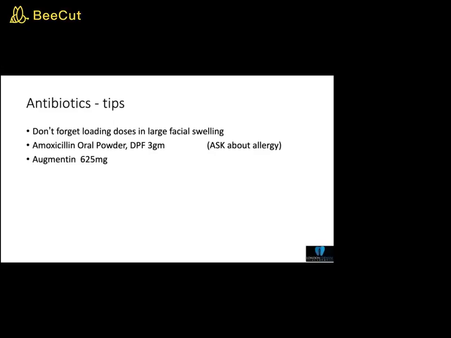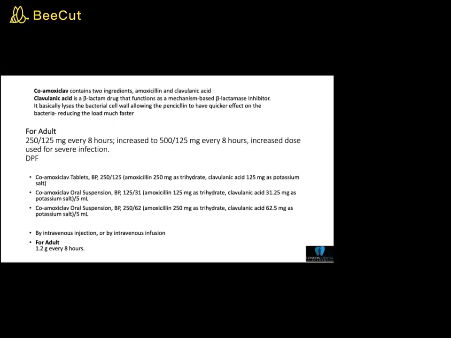Augmentin has been in the BNF recently, well, when I say recently, a couple of years now, and not a lot of dentists use it, but it's very, very powerful in these large acute dental swellings. It has amoxicillin, so obviously we need to check the relevant allergies. And it has something in it called clavulanic acid, which basically, if you just take this from it, lyses the bacterial cell wall, allowing the penicillin to penetrate, and then works very well. So if you're prescribing this, it's 500 milligrams plus 125, so 625 milligrams every 8 hours.